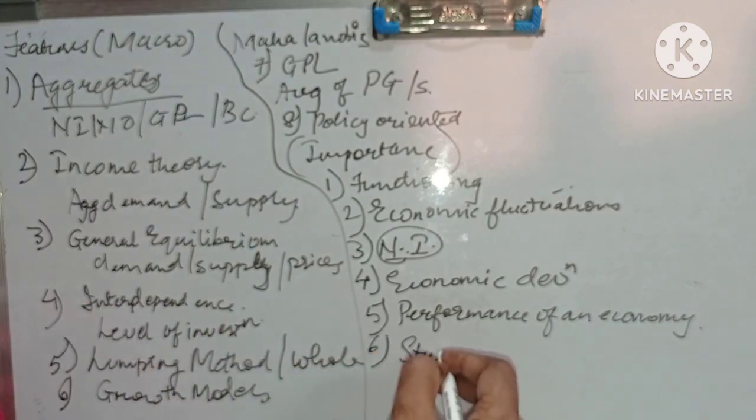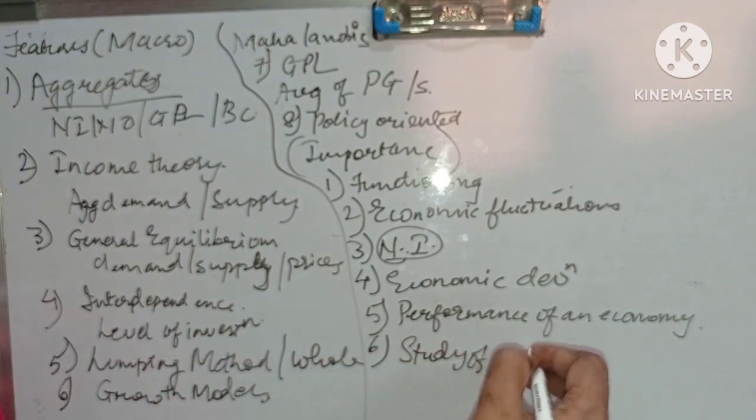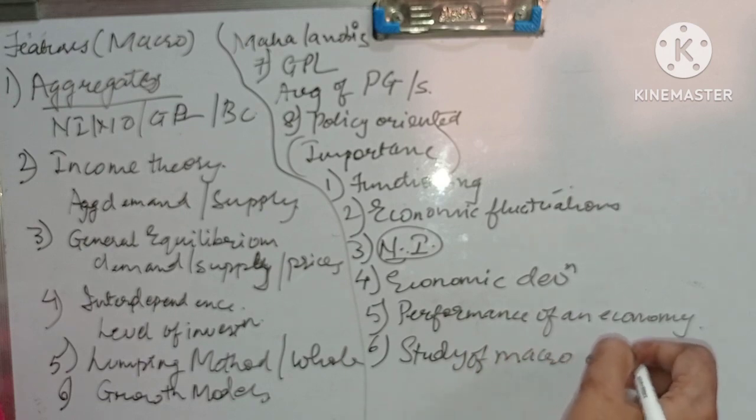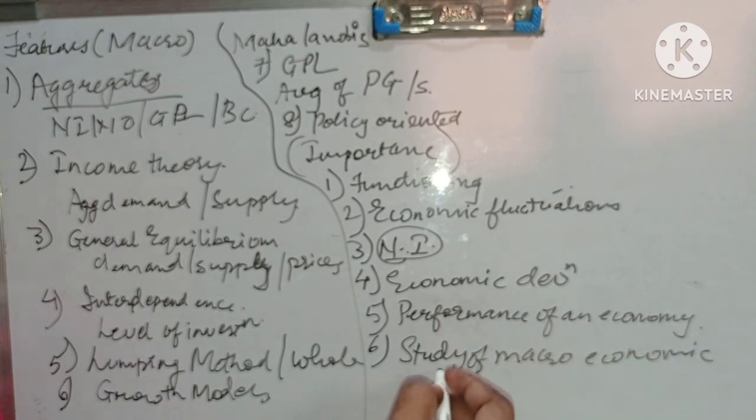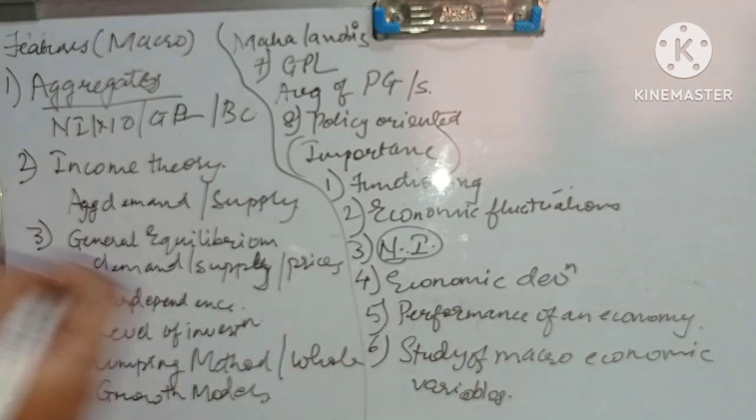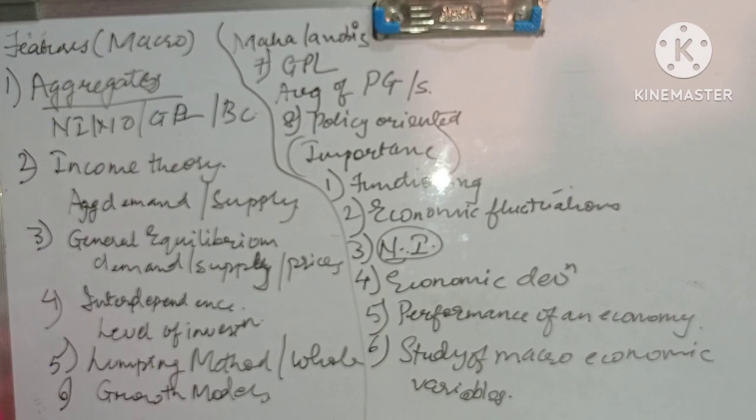Study of macroeconomic variables. To understand the working of an economy, the study of macroeconomic variables is important. The main economic problems are related to economic variables such as total income, total output, total employment, and general price level. Just remember that the study is around these variables.